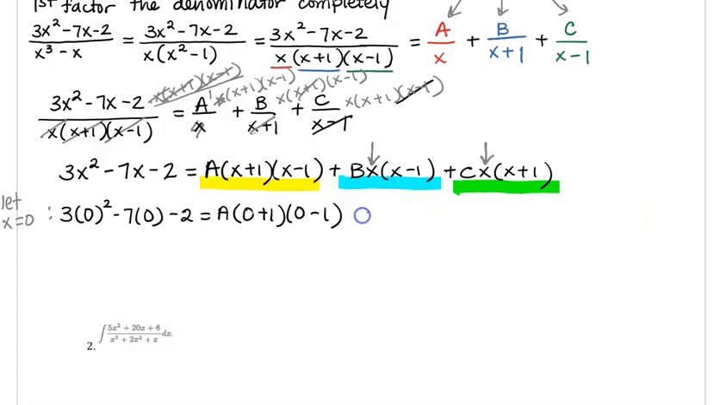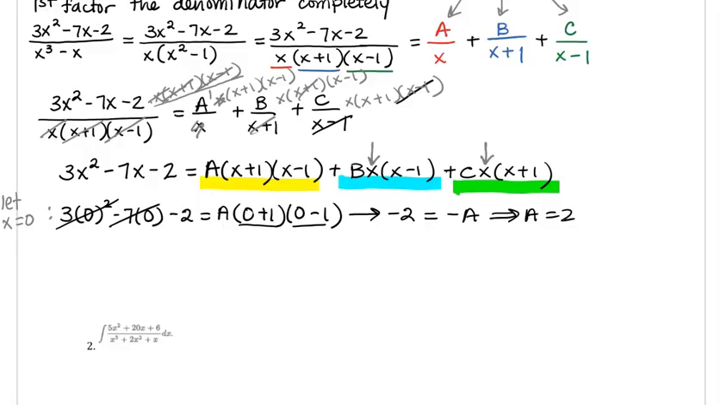And now I have an equation that I could solve for a, because this equation tells me that negative 2, since those are 0, is equal to negative a. So I'm taking 0 plus 1 and 0 minus 1, multiplying them, which is negative 1, multiply that by a to get negative a. So we now know that a is equal to 2.